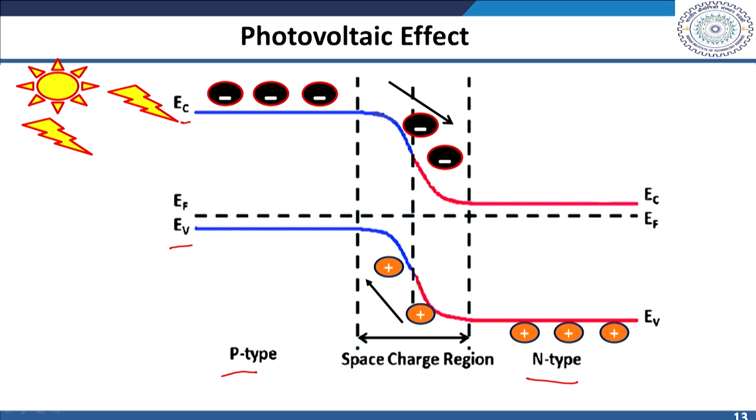Now, what happens when light falls on it? We have these negative charge electrons at the conduction band, or EC, of the P type semiconductor. This EC will start falling off and go to the EC of the N side. So, the electrons will move next.